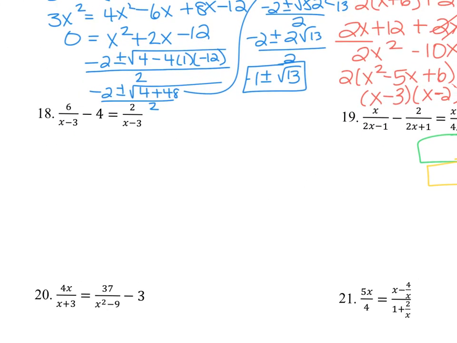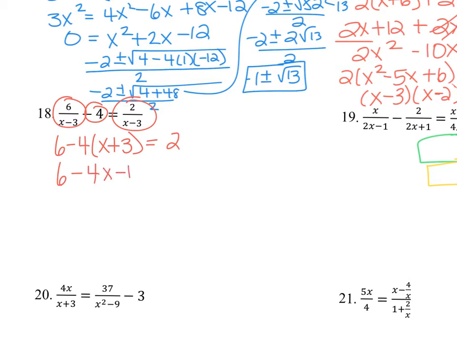All right. On this one, my common denominator is x minus 3. So if I multiply this first term by x minus 3, they're going to cancel out and I'm left with 6. This term, I have no denominator, so it's just minus 4 times the denominator, which is x plus 3. And if I multiply this times x minus 3, it cancels out, so I'm left with 2. So now I'm left with 6 minus 4x minus 12 equals 2. Negative 4x minus 6 equals 2. Negative 4x equals 8. So x is negative 2.